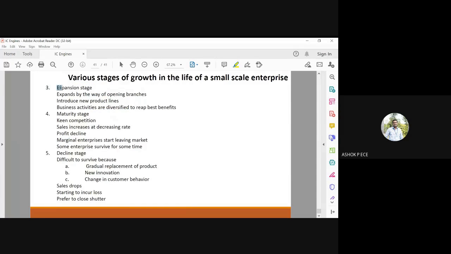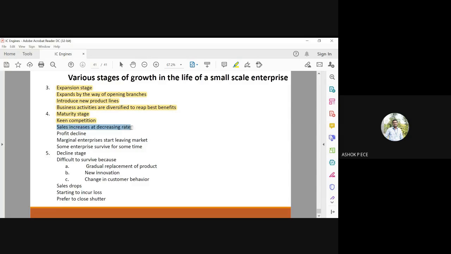The next one is the expansion stage. The business expands by opening many branches. If you feel that at a particular place there is a competitor, you open a branch at some other place, or increase the customer base, or introduce a new product. So expansion means expanding a business by opening new branches. It might not be just opening new branches; it might be introducing a new product also. Business activities are diversified to reap the best benefit. Diversified means you're trying all possible opportunities to either introduce a new product or capture a new market to expand your business.